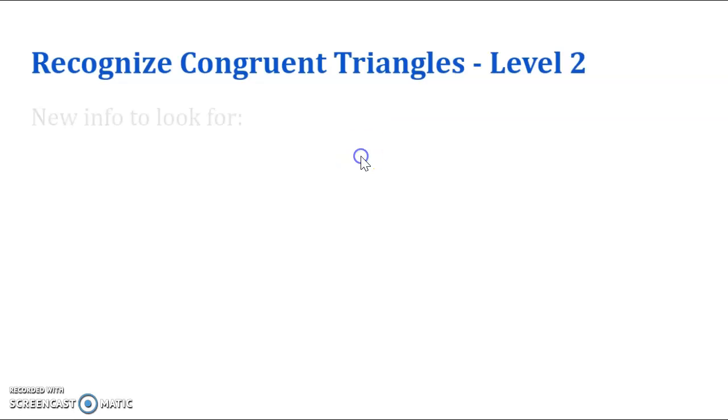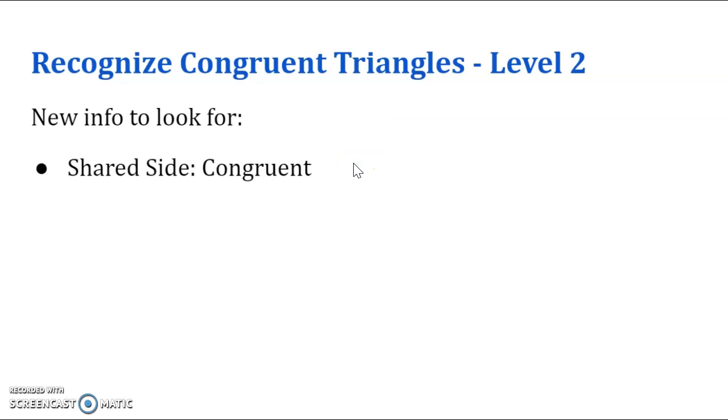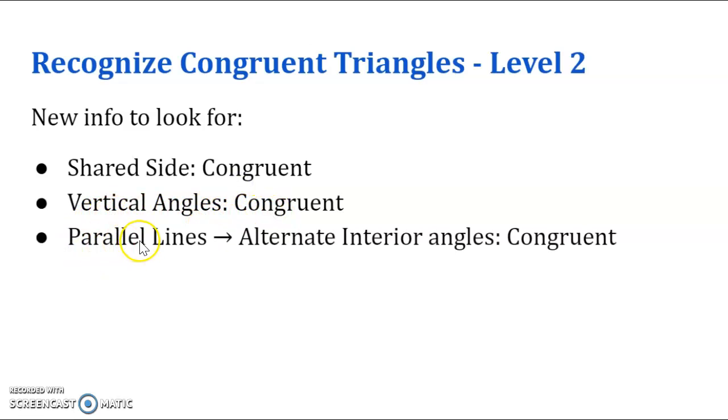All right, so when you are looking for congruent triangles in more complicated shapes, you should be looking for a shared side being congruent. You should also be looking for vertical angles, which are always congruent, and then finally you look for parallel lines because they're going to give you alternate interior angles that are congruent.